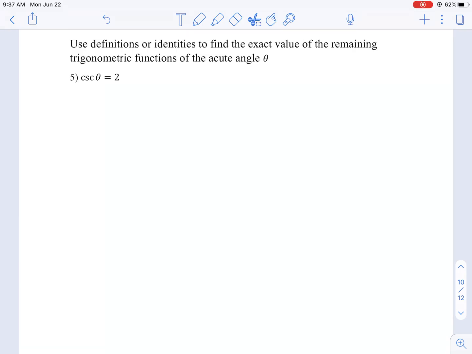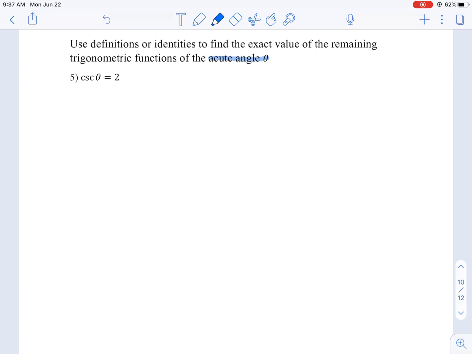Hello class, in this video I'll be showing you how to use the value of one trigonometric function to find the other 5. Let's begin. Use definitions or identities to find the exact value of the remaining trigonometric functions of the acute angle theta.